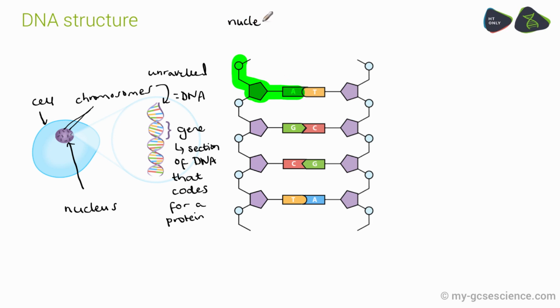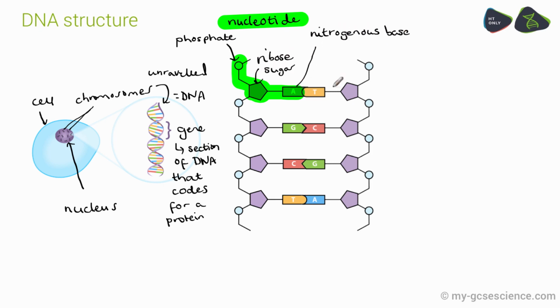Now, DNA is a polymer made up of repeating units called nucleotides, one of which is highlighted in green. Each nucleotide is made up of three parts. There is a phosphate group, a ribose sugar, and a base that contains nitrogen as one of its atoms. There are four types of bases: adenine, thymine, cytosine, and guanine. You do not need to know their names, but you do need to know the letters A, T, C, and G.